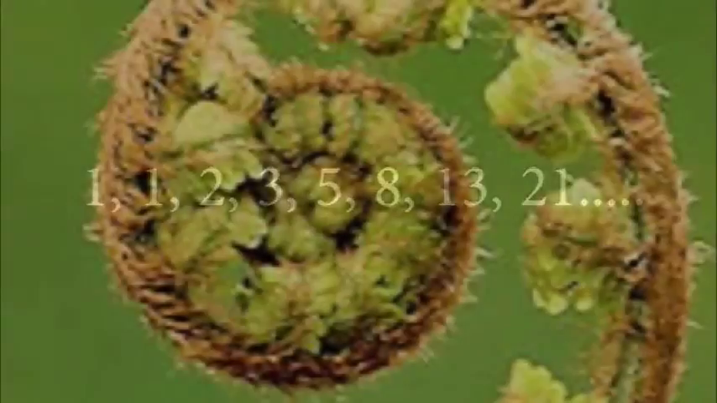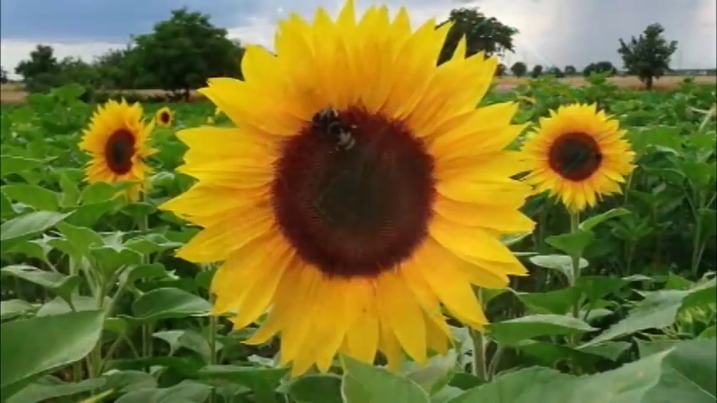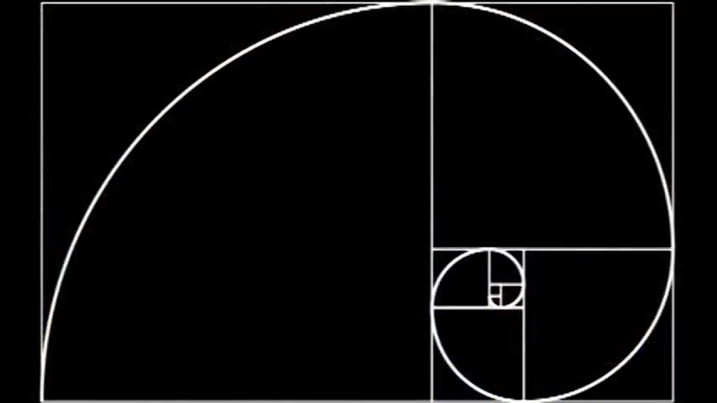Nature uses this extraordinarily simple number sequence to construct so many of her forms. Everything from galaxies to sunflowers. And now I'm going to show you how this number sequence translates into actual physical geometry.